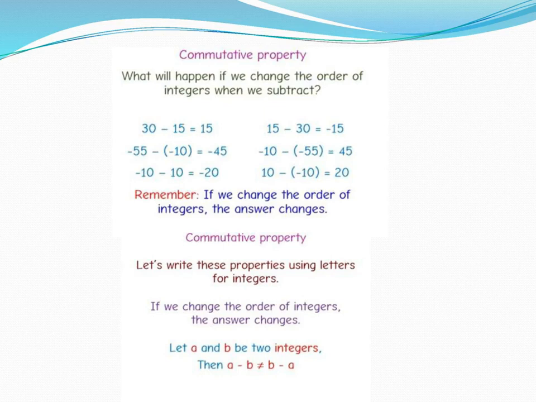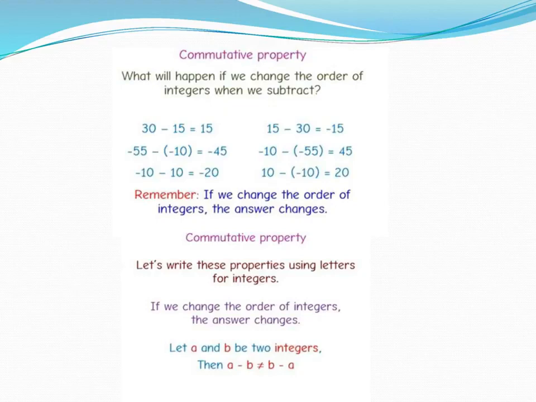Suppose we take another example. We will take minus 15 and minus 30. Subtracting these two integers, we get the difference minus 45. We can change that order: minus 30 minus minus 15. We will get the difference 45. Here the answer, that means the difference, is changed.